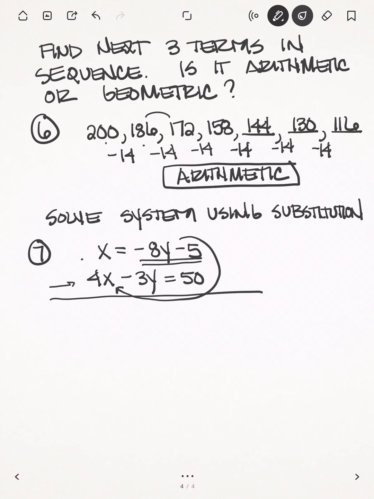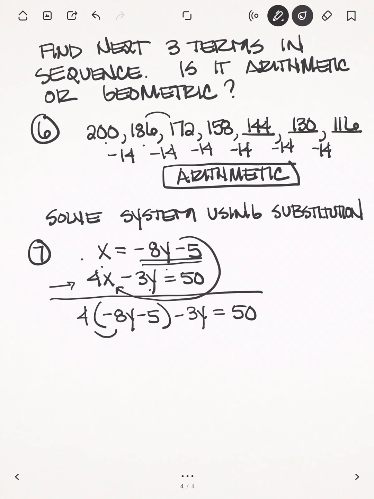We're going to use this equation right here. We're going to say 4 times x, but what does x equal? X equals negative 8y minus 5. Then you're going to subtract 3y equals 50. You're going to just rewrite the rest of that equation. Okay, now we have one equation, and we just solve for y, and we will be halfway done.